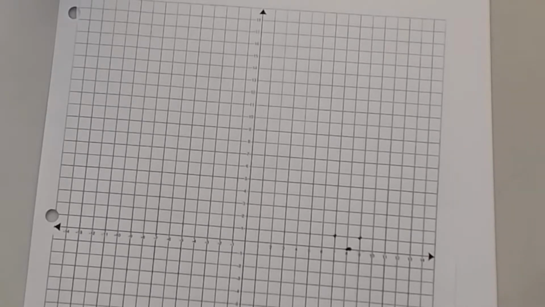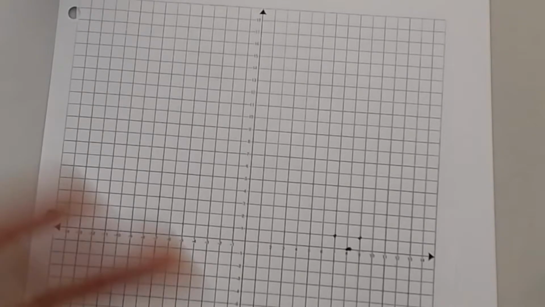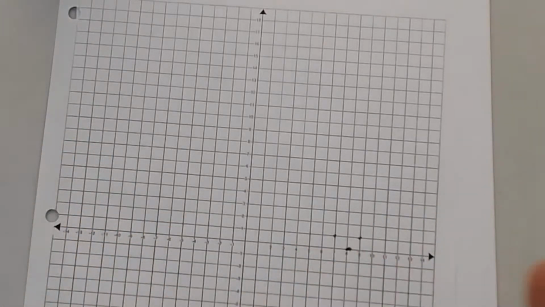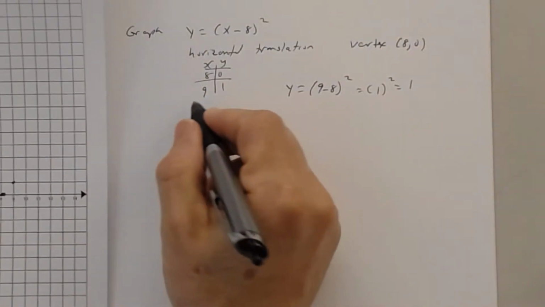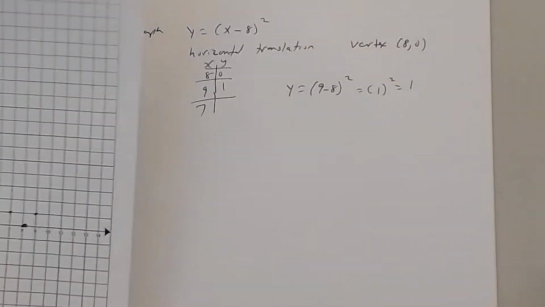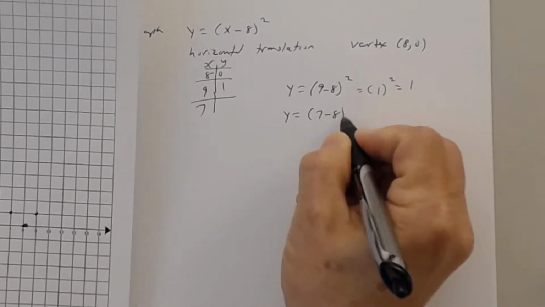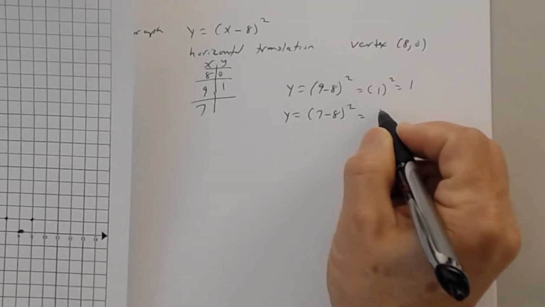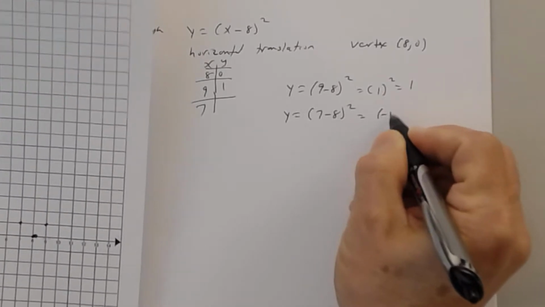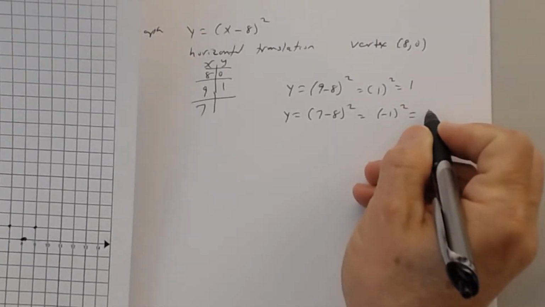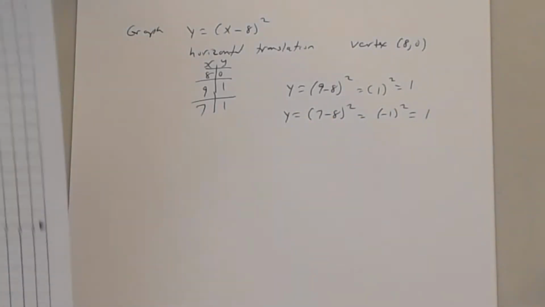And now check it. Don't go further without checking, because you could have made a mistake. So check it. If x is 7, I better get 1. So let's see. y equals 7 minus 8 squared. What's 7 minus 8? And what's negative 1 times itself? Positive 1. And that's what we said we should have had.